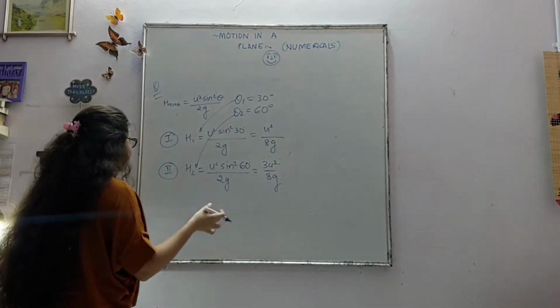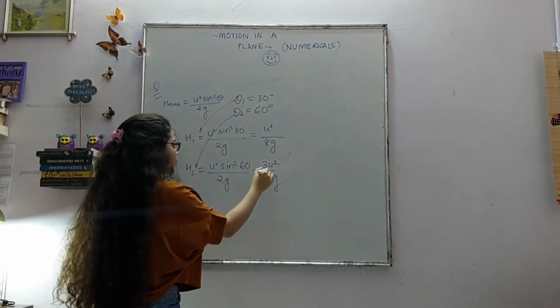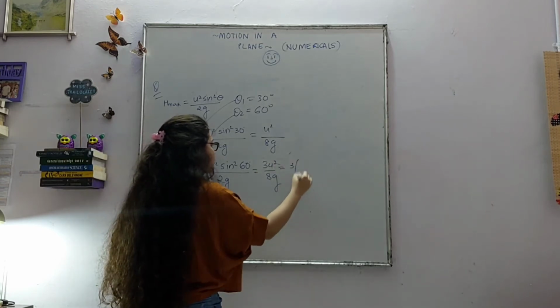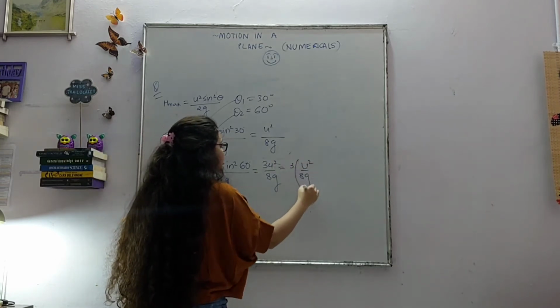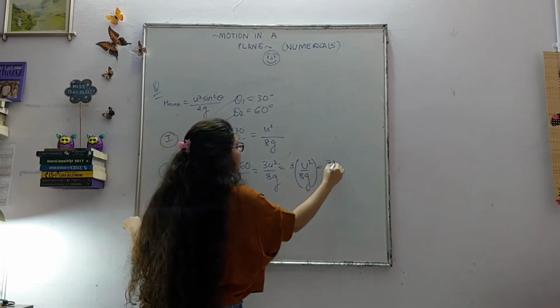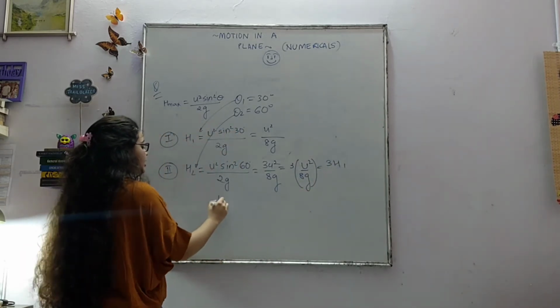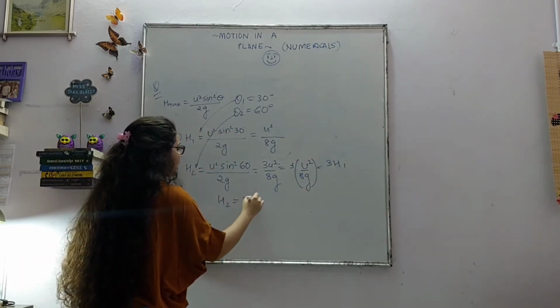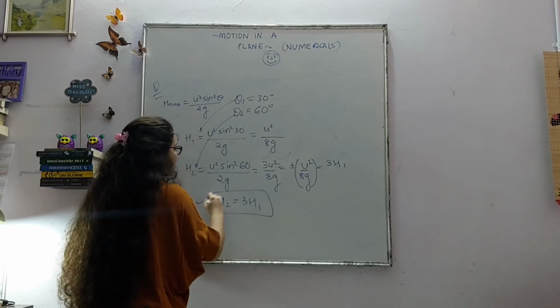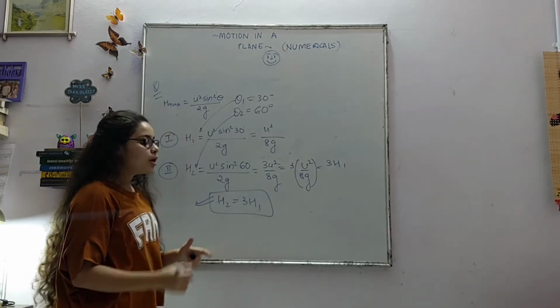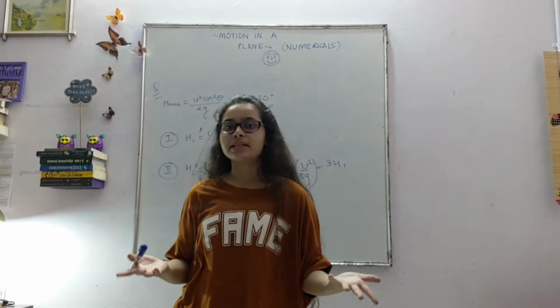So what is the thing? If you take this part, 3 into u square by 8g, can I write it as 3 into h1? So basically h2 equals 3 times h1. So our final maximum height is equal to 3 times the initial maximum height.